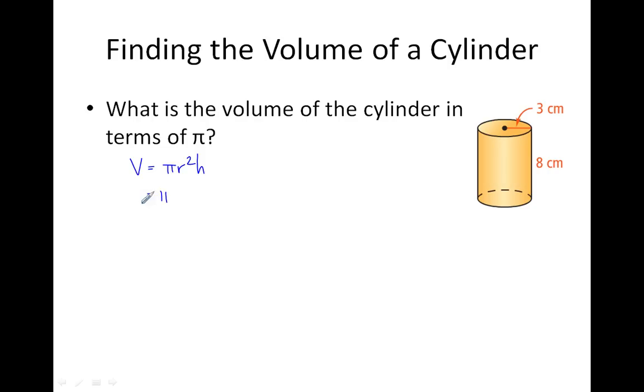Now we're going to leave this answer in terms of pi. So we have pi times our radius, which is 3, quantity squared, times the height, which is 8. Okay, 3 squared is 9. 9 times 8 is 72, so we have 72 pi. Our unit was centimeters, so our answer is 72 pi cubic centimeters.